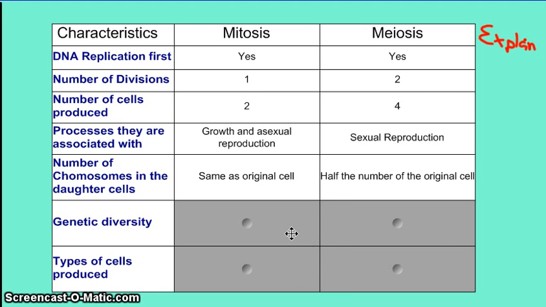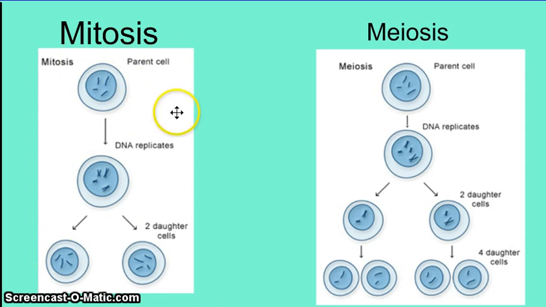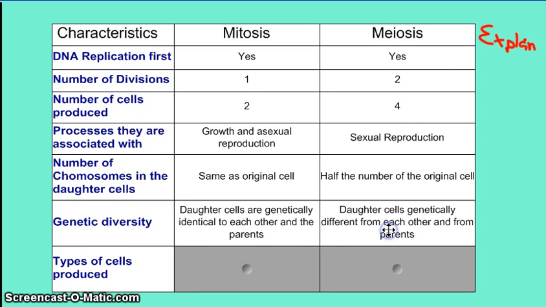after sexual reproduction. Genetic diversity. In mitosis, the daughter cells are genetically identical to each other and to the parents. Let's go back here. Here, the parent cell has 4 chromosomes. The daughters, both of them, have 4 chromosomes. They are identical to the parents. In meiosis, the daughter cells are genetically different from each other and from the parents.